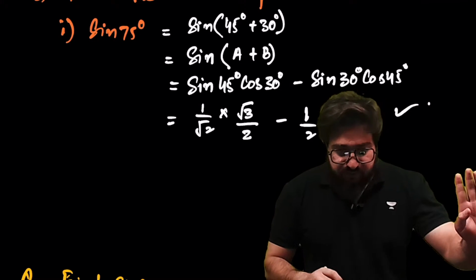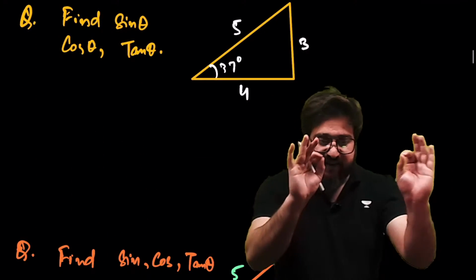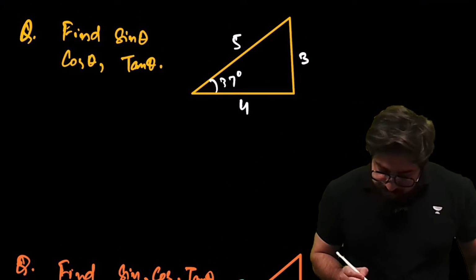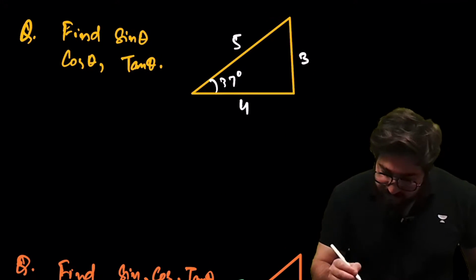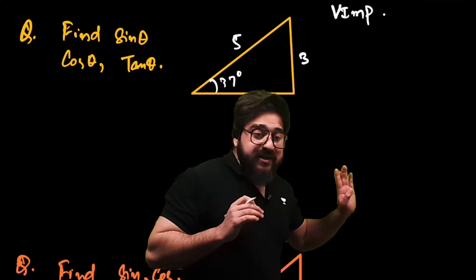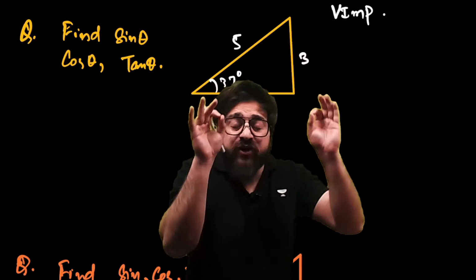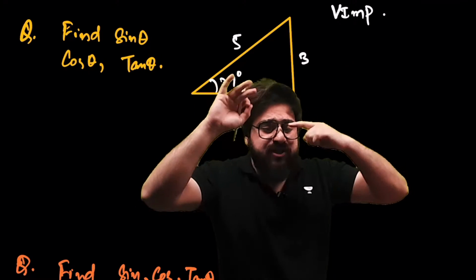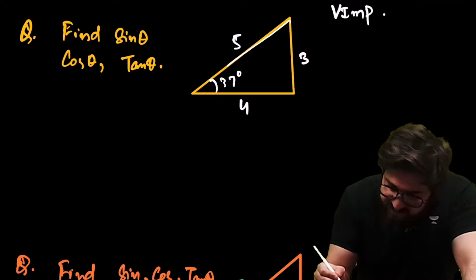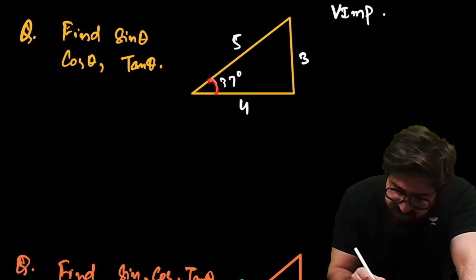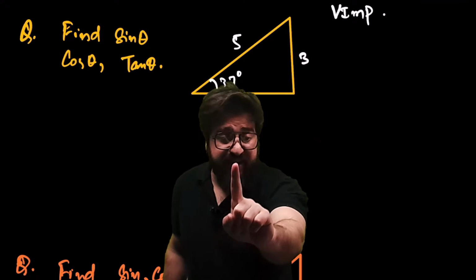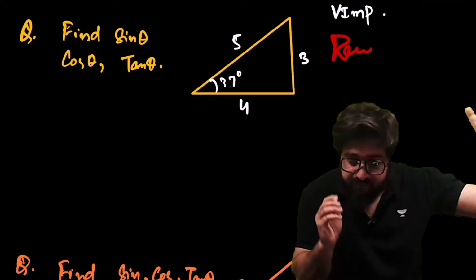Now, listen to me very, very carefully. This is the triangle which is a very important triangle. Sir, why is this triangle important? Because this is the triangle which we use in the maximum number of questions in physics. See, this is the triangle in which this angle is 37 degrees. From now onwards, my dear people, listen to me very carefully. You'll have to remember this.